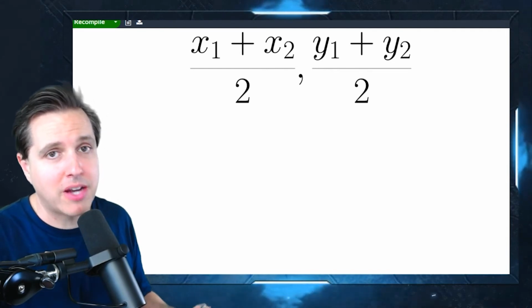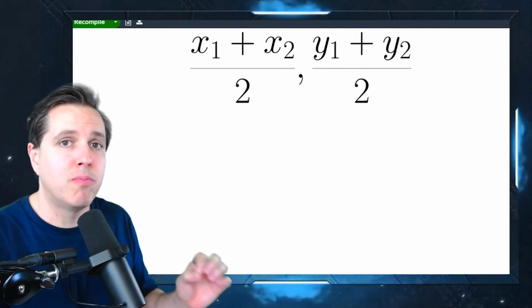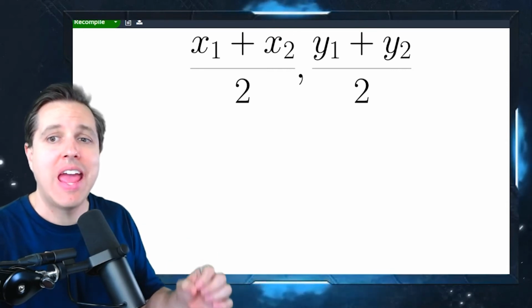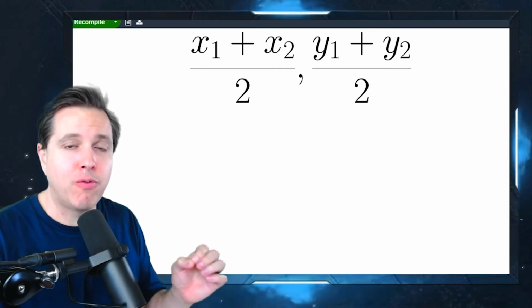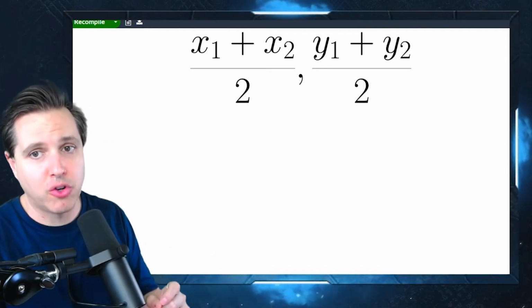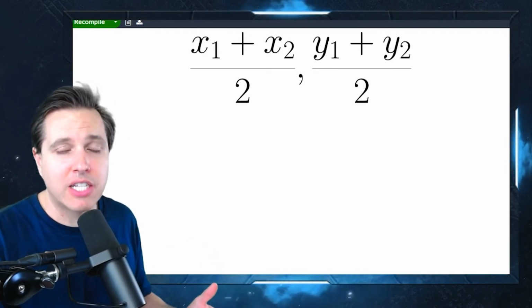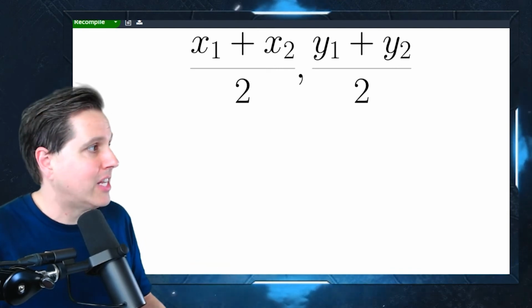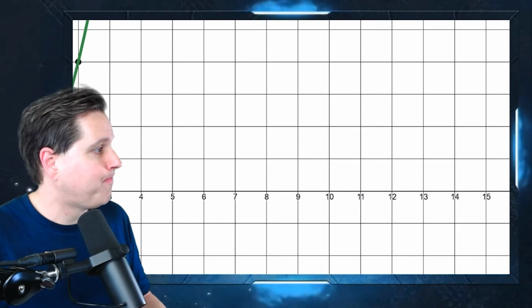Basically, what you want to think about is the fact that the x value of your midpoint is going to be the average of the 2 x values in your points, and the y value for your midpoint is going to be the average of the y values of your 2 points. So basically, just average the x values, average the y values, and you'll get a point that lies exactly in the middle. So let's see that at work.